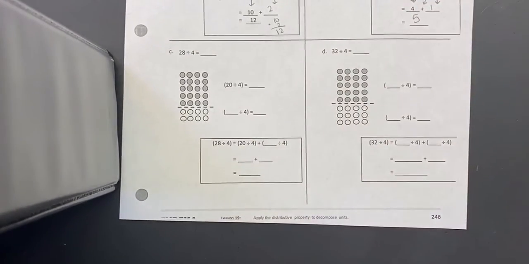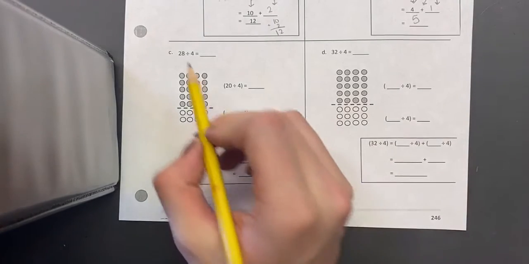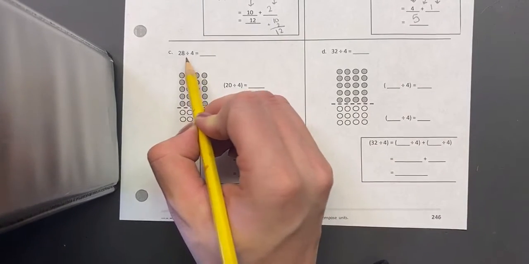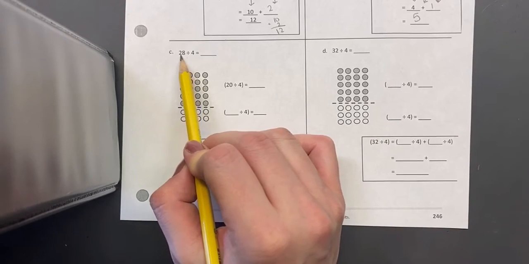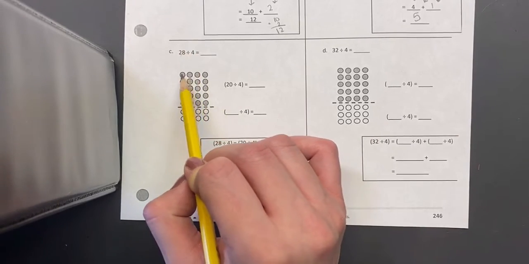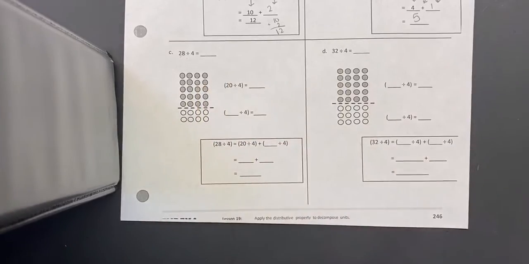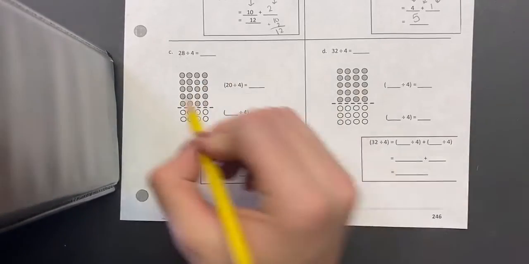All right, so let's do the final one. Let's do C together, but we're not going to do D today. So I have my total of 28 divided by 4. So remember, I'm solving for my unknown. I know the total, and I know how many are in each row, but I don't know how many rows I have.